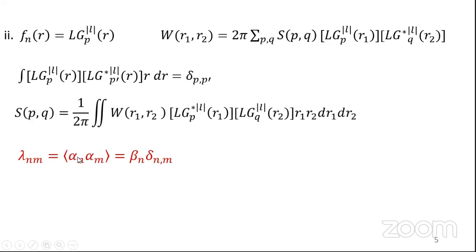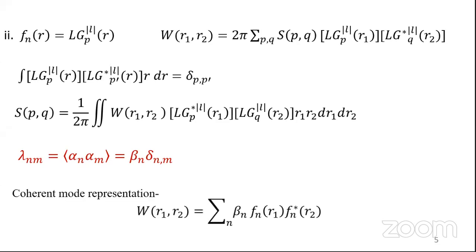Now, if this lambda_nm, that is the cross correlation between different radial modes, is absent, if all the modes are completely incoherent, then we can have the coherent mode representation of W(R1, R2) like this. In this case, this beta_n, like beta_n as a function of n, is called the spectrum function, which is the weightage of each superposed mode, F_n(R) F_n star(R). So we can also evaluate this beta_n from W(R1, R2), as you can understand, from inverse transformation.